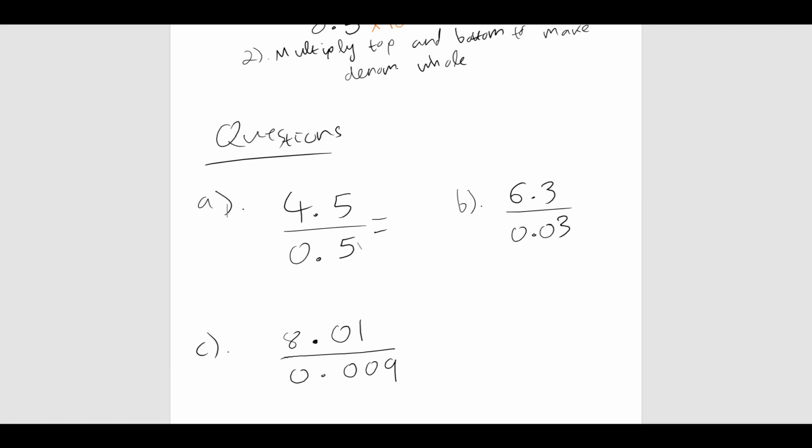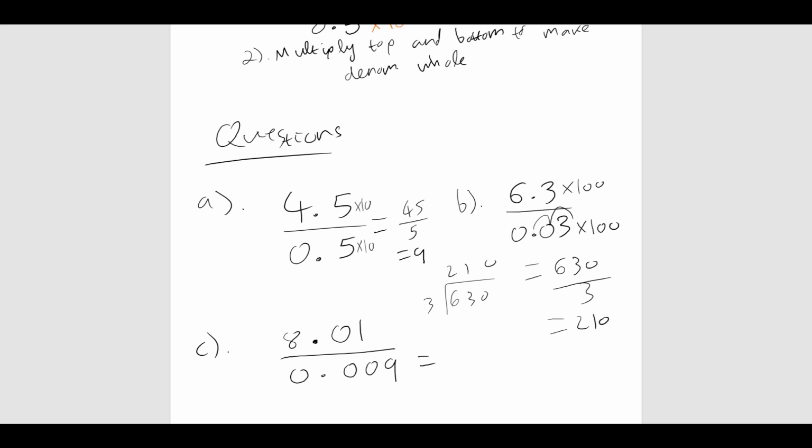So for the first one, to make 0.5 into a whole number, I've got to times by 10, so I times the top by 10. That gives me 45 over 5, which is 9. Second one, we have to times the bottom by 100, so I times the top by 100 to balance, or to make an equivalent fraction, we could say. So on the top, I have 630. On the bottom, I simply have 3. 630 over 3, you can use a bus stop if you want. That's going to go 210.